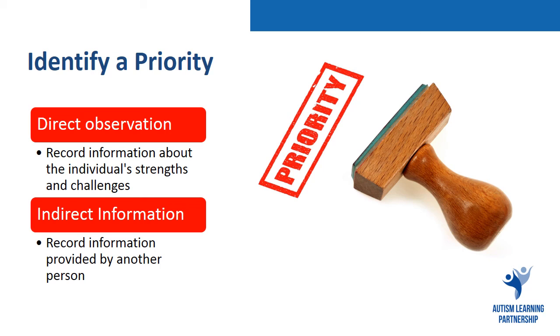It is important to observe the individual in different environments, as they often have difficulty generalizing their skill from one setting to the next. A skill may be present at home, but not at school, for example.